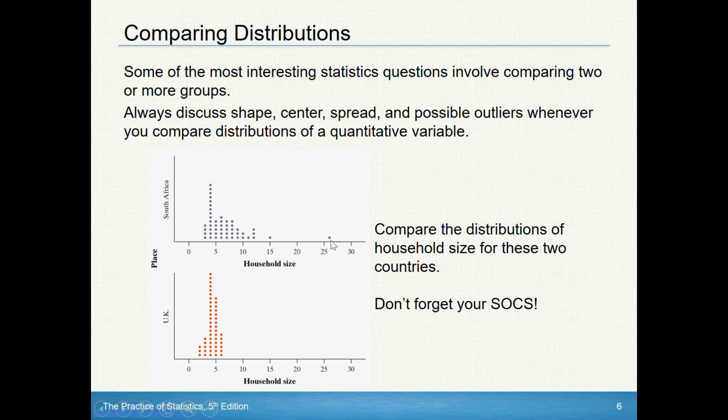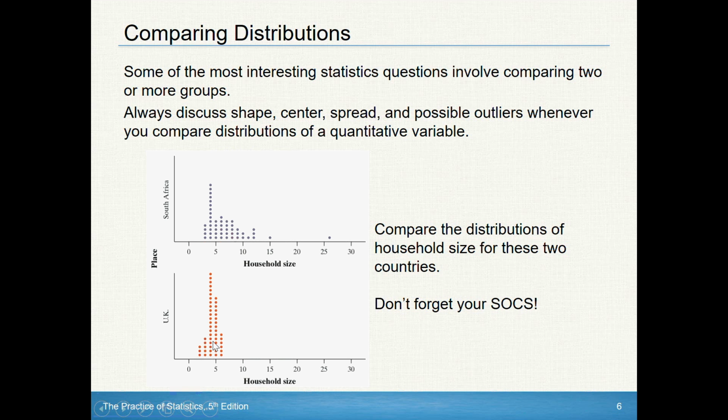You'll notice we see this high point up here where there is a household in South Africa with something like 26 members. As far as center, if you're just asked to compare, then literally just do that. It is pretty clear to me that the median value for South Africa is going to be higher than the median value for the UK. So that's all we say. The center of the South African household size is higher than the center for the UK.